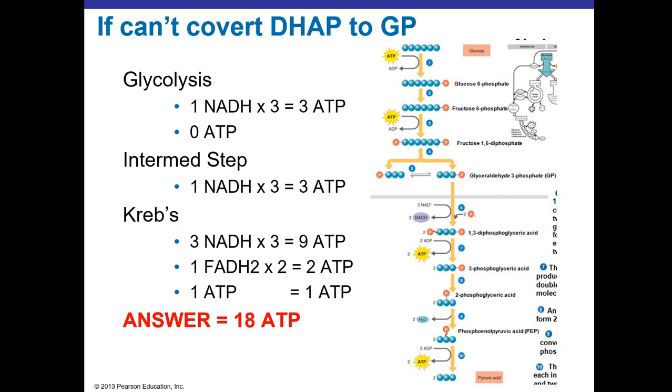And therefore, if we had to spend 2 to get it started in glycolysis, we actually don't end up with any ATP in glycolysis. We would still have the one NADH that was produced after the gray line there as we went into our energy producing stage. But again, we're not going to be able to multiply by 2 since the DHAP didn't get converted to a GP to be able to continue through the intermediate step in Krebs. So everything else.